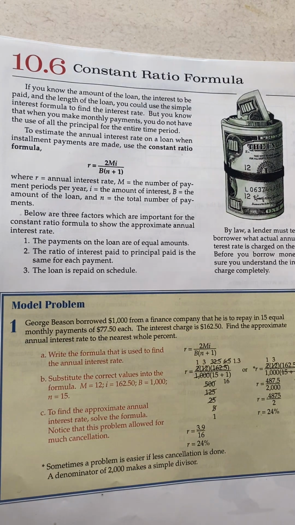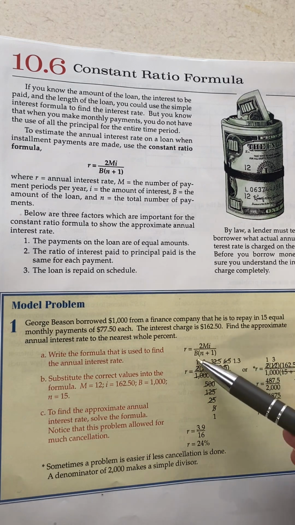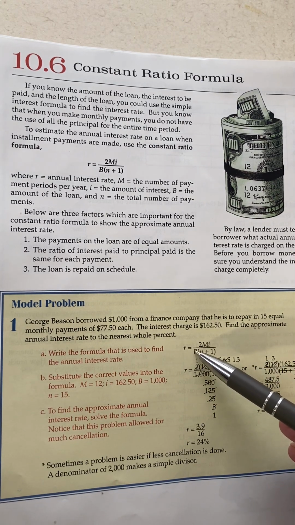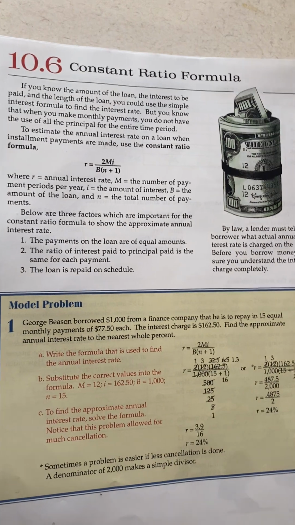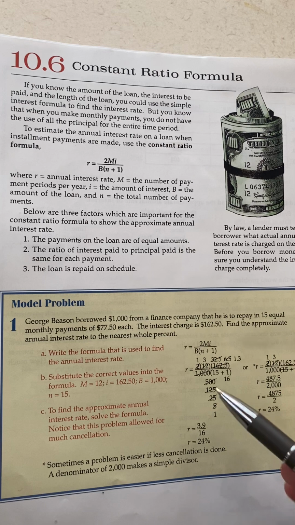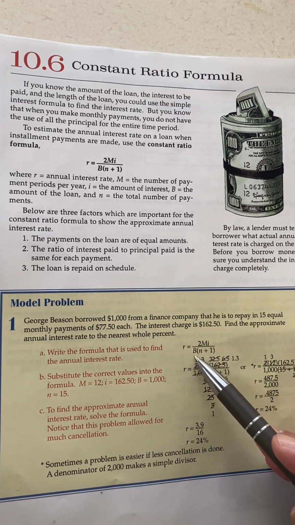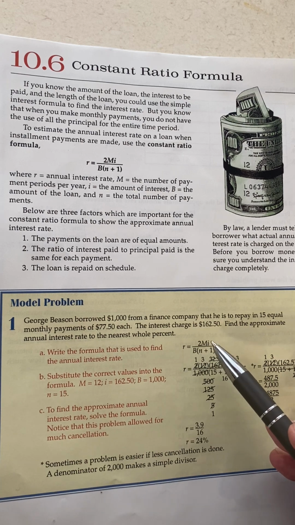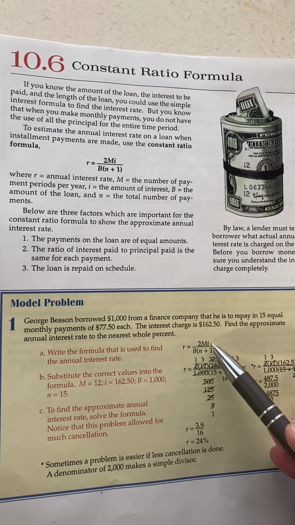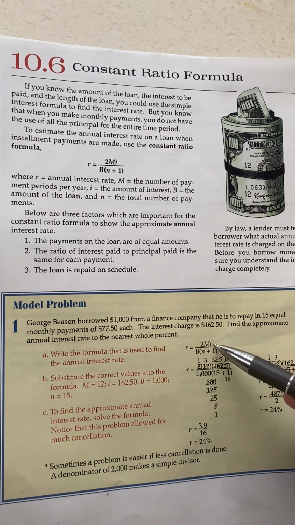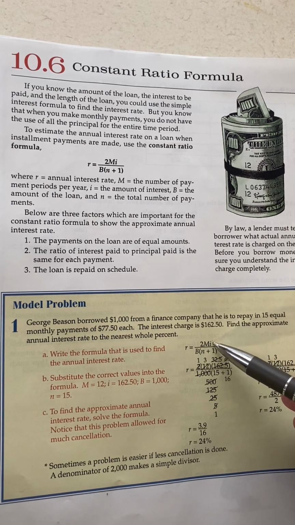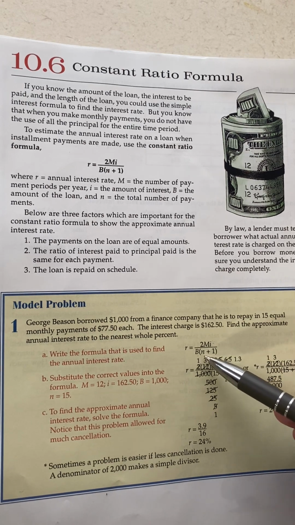And n is always going to be how many times you're going to pay. Now base, what do you think base is? Base is going to be what you're borrowing, the amount you're borrowing, right? That's your base. So we have 2mi. Interest is going to be what you're paying for interest. So you know what you're paying for interest, you know what your base is, and you'll know everything.